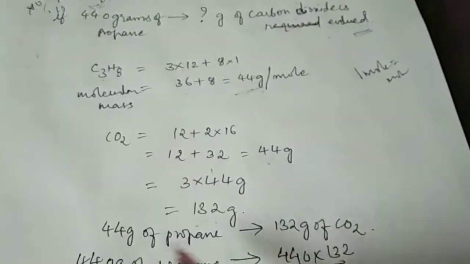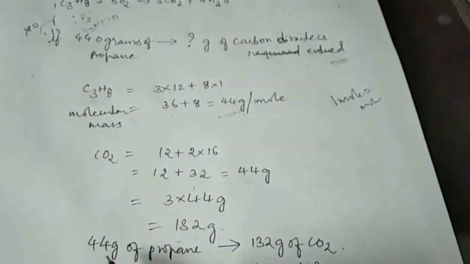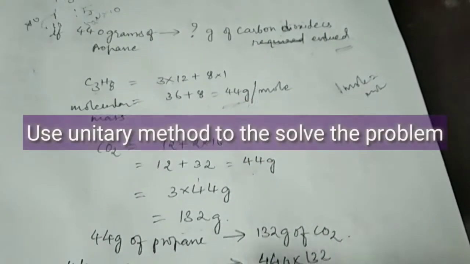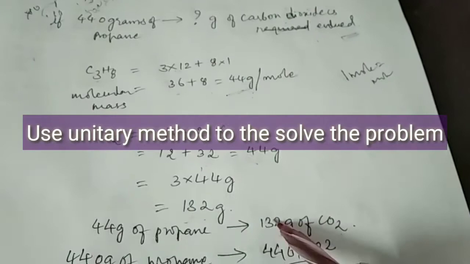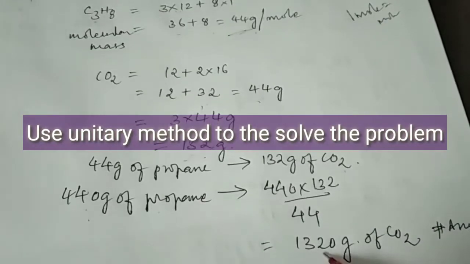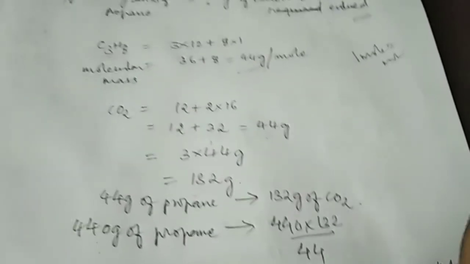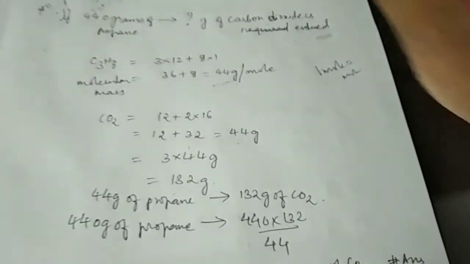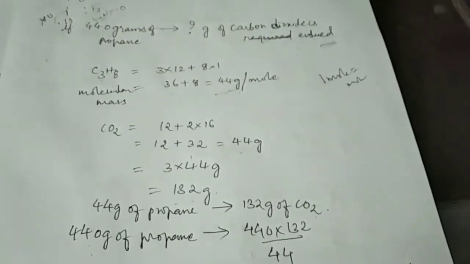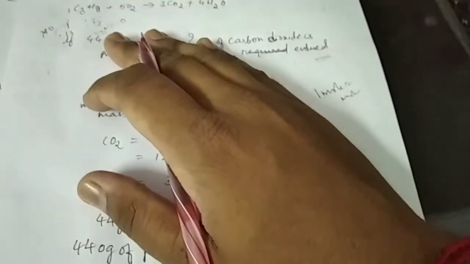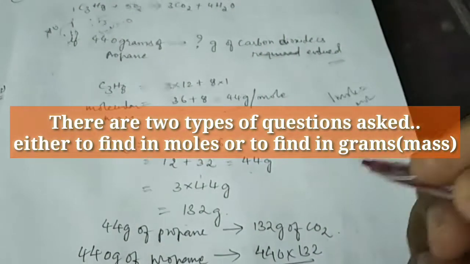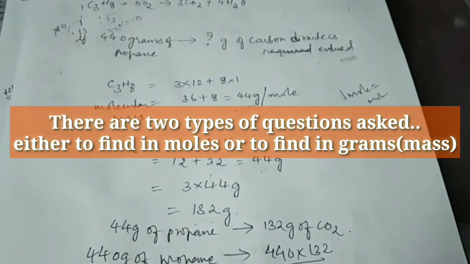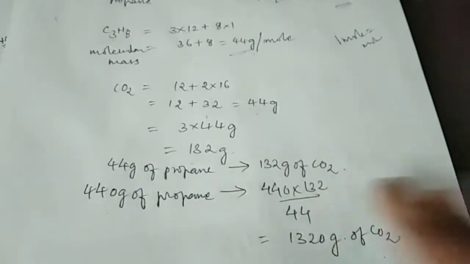Now what is the question here? 440 grams of propane, how much will it give you? 44 grams is giving me 132 grams of carbon dioxide. So 440 grams will give you 440 into 132 divided by 44, so we get 1320 grams of carbon dioxide. I hope you are understanding this solution and the process also. So very simple: if it is in grams, calculate the molecular mass. If it is in moles, just look at the coefficient of the element. Simply you should do this work only, right?